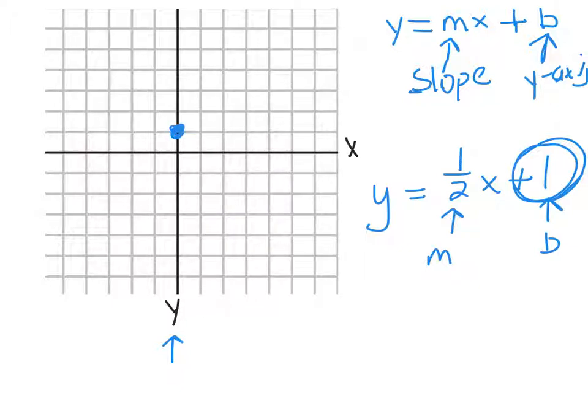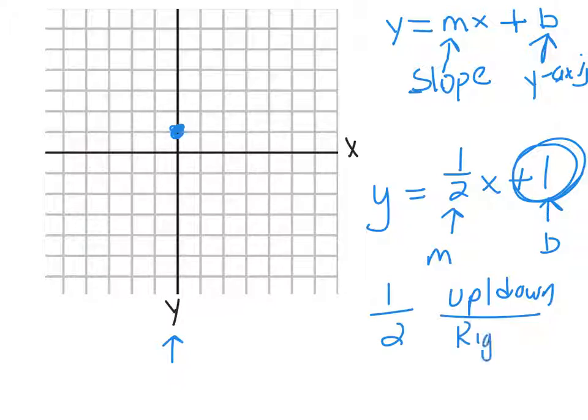All right. From there, we're going to use our slope, which is a half, as a set of directions. The top number tells us whether to go up or down, and the bottom number tells us whether to go right or left. And then basically, you can tell which direction based on the sign of it. If the top number is positive, you're going to go up. If the top number is negative, you're going to go down. If the bottom number is positive, you're going to go right. If the bottom number is negative, you're going to go left.